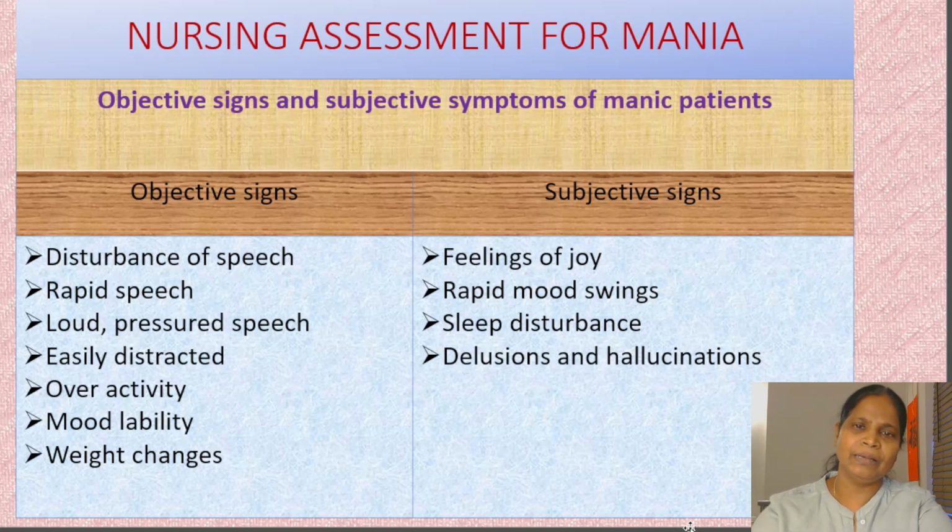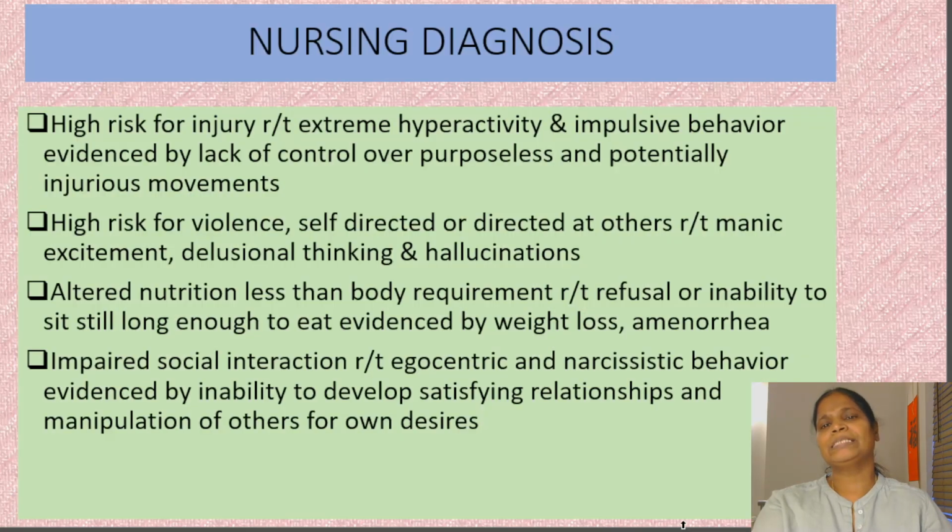We'll see for mania. You have already seen there is disturbed speech, rapid speech, pressured speech, easily distracted, overactivity, mood lability, irritability, weight changes, feelings of joy, sleep disturbance, lack of personal hygiene, altered nutrition, and presence of delusions and hallucinations might be there. Based on that, we can formulate nursing diagnoses.